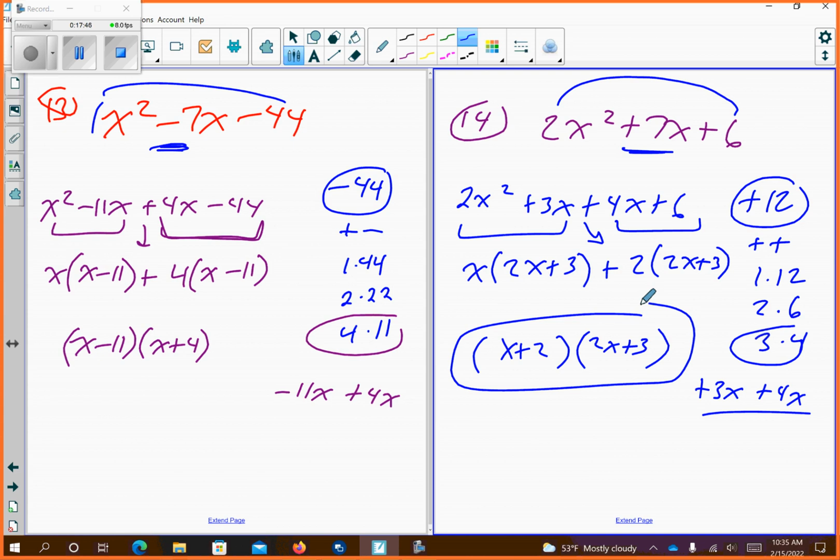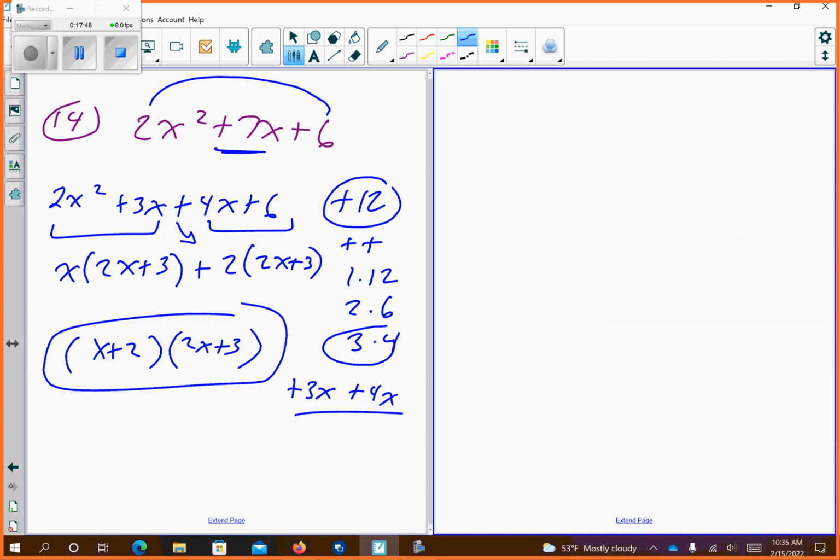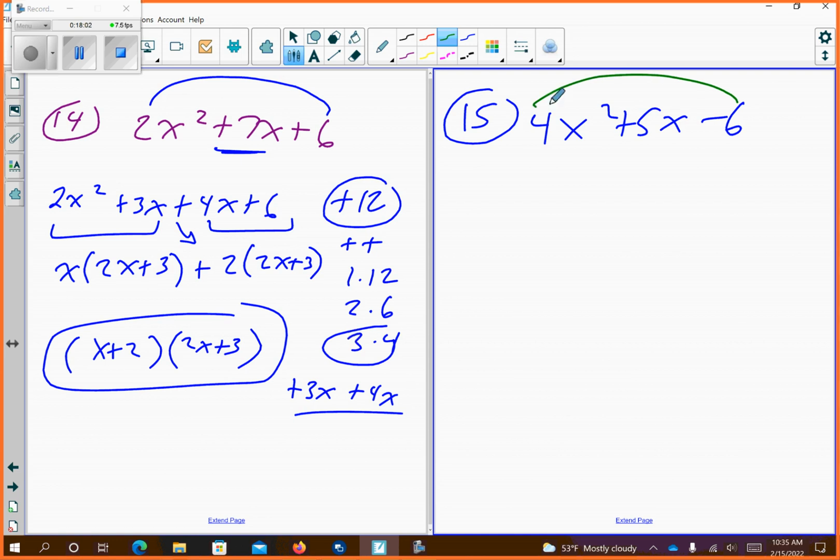Still just kind of crashing through these. Number 15. We have 4x squared plus 5x minus 6. There's no greatest common factor. I mean, some people might say 2, but 2 doesn't go into 5 evenly as a whole number. So I'm going to get negative 24. In order to get a negative number, what do you know about the signs, my friends? Positive and negative. Very good.